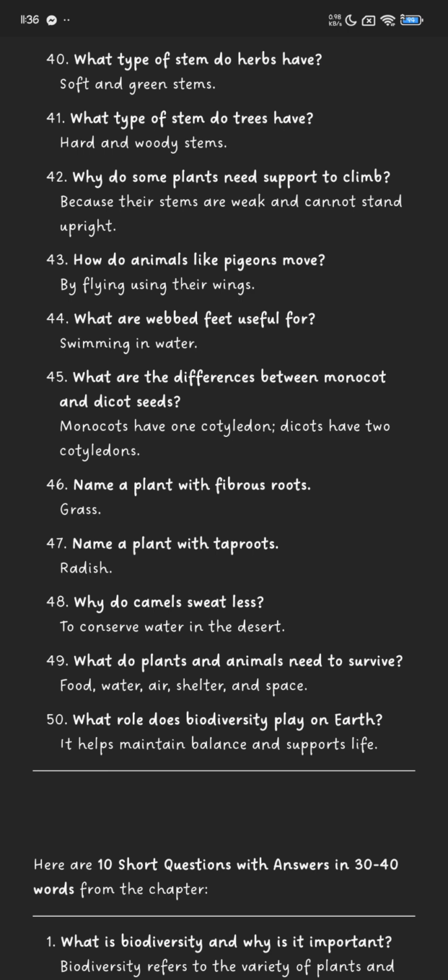What do plants and animals need to survive? Food, water, air, shelter, and space. What role does biodiversity play on Earth? It helps maintain balance and supports life.